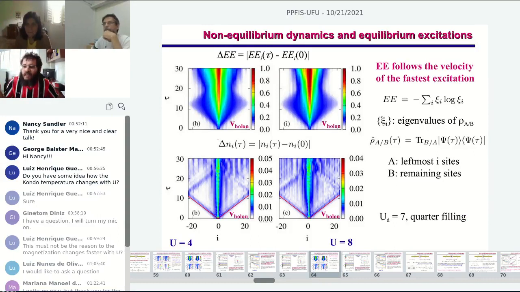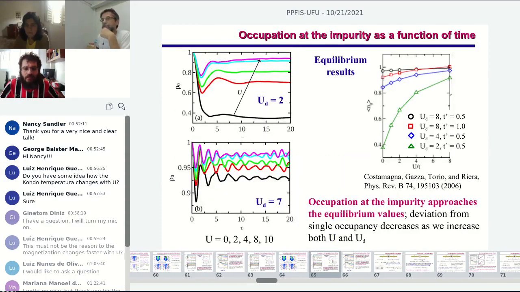Can I make my second question already? We can keep asking questions as much as we want. Let me see if this contributes to the discussion right now. There is a question from Luis Henrique Gessi: do you have some idea how the Kondo temperature changes with U? I assume with U in the leads, right? Not with UD. Sure, yeah.